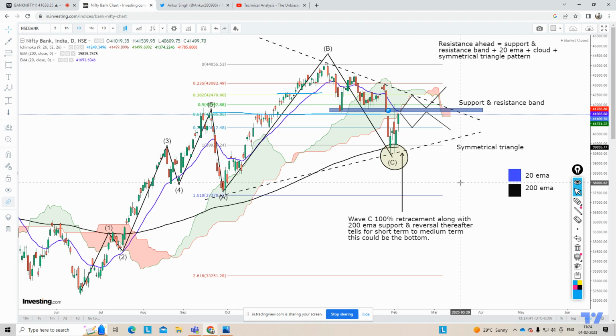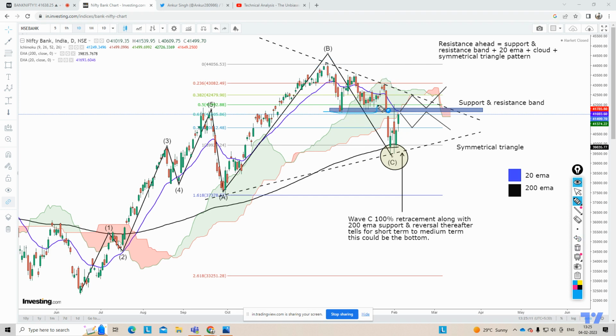The confluence of resistance ahead in front of Bank Nifty is this support and resistance band, this area. This area was make or break for Bank Nifty, because we all know that Bank Nifty was consolidating over here, and it tried to break this trend line, but it couldn't. It tested the same area over here. The third time it tested, and it fell.